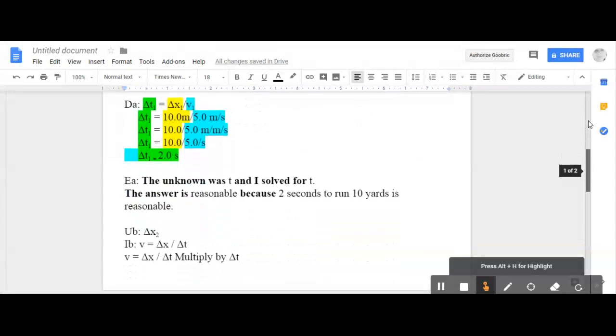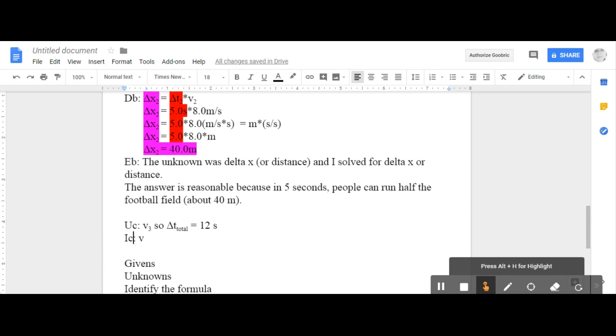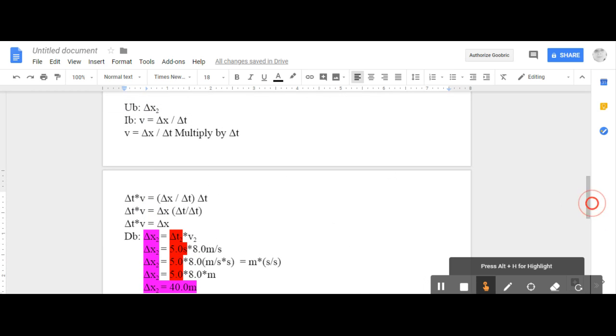So we were just talking about our unknown, which was this third velocity, right? So there's a velocity in the first part, the second part, and the third part, so that the total time is 12 seconds. So we are going to use the equation that velocity equals delta x divided by delta t.